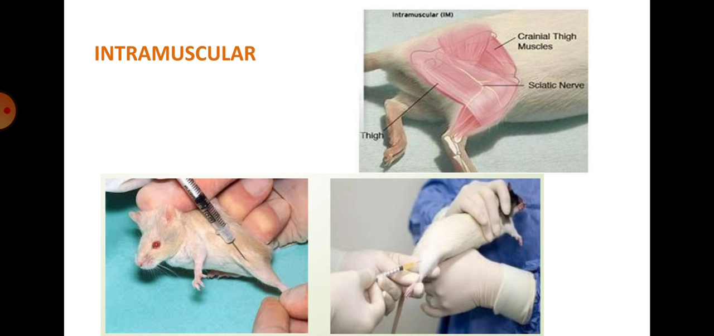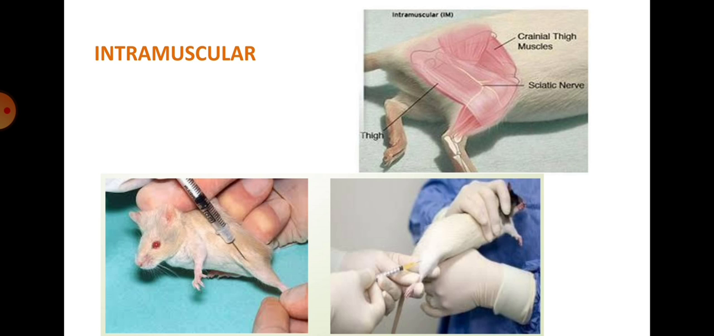Now coming to procedure, one person restrains the mouse by this scruff method with one hand and steadies the leg to be injected with the other, as you can see in the third picture. The second person aspirates and level up, directs the needle caudally, that is towards the tail, if using the caudal thigh muscles, or cranially towards the head if using the quadriceps.